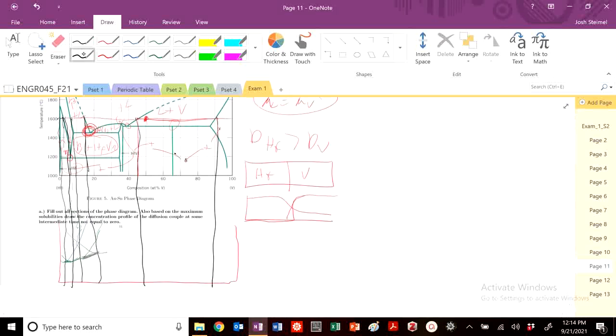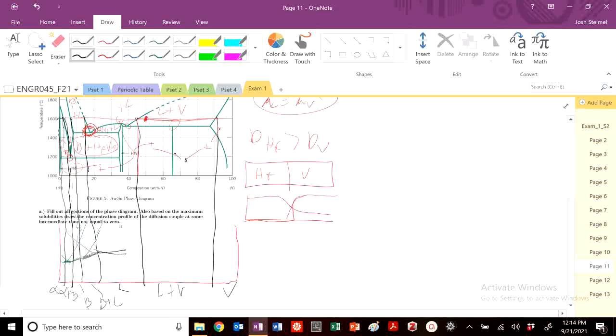For example, right here I'm in alpha. Then I'm in alpha plus beta. Then I'm in beta. Then I'm in beta plus liquid. And then from here to here, I'm in pure liquid. And then I'm in liquid plus vanadium, then vanadium. So my curve continues. I'm still low.